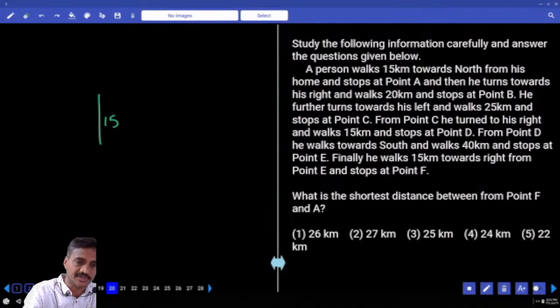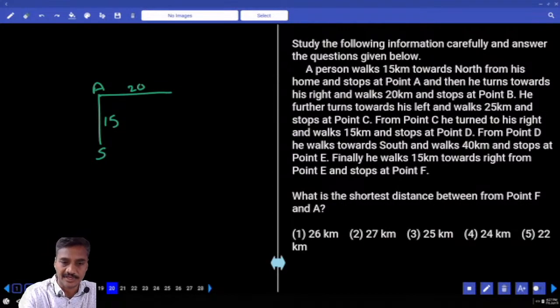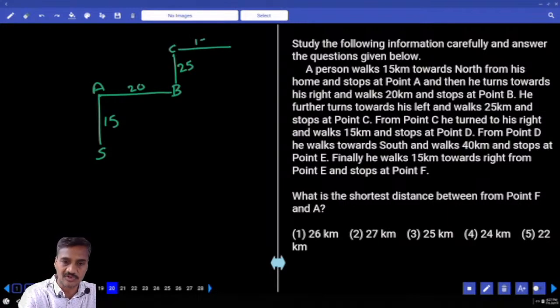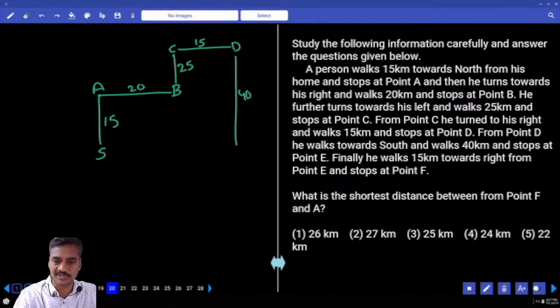From this starting point S, this person walks 15 and stops at point A, and then he turns to his right and walks 20. From here, right hand at 20, and stops at point B, and he further turns to his left and walks 25 towards his left hand side, and then stops at point C. Then from C he turns to his right and walks 15 kilometers towards his right hand side and stops at point D. Then from D, he walks south 40 kilometers, 25 plus 15, 40, and stops at point E.